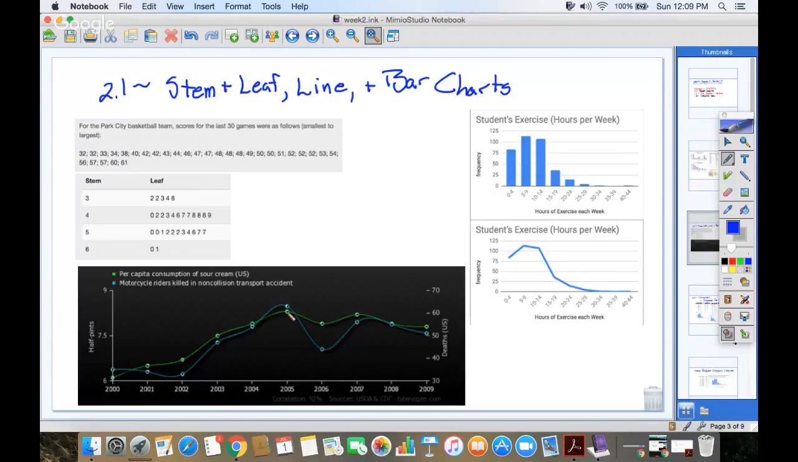Think back to 2005. How much sour cream were you eating? Was there something going on that made you eat more than previous or years after that? Interesting thing to think about, maybe.